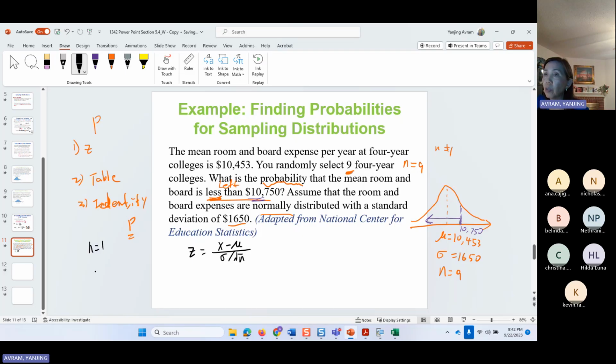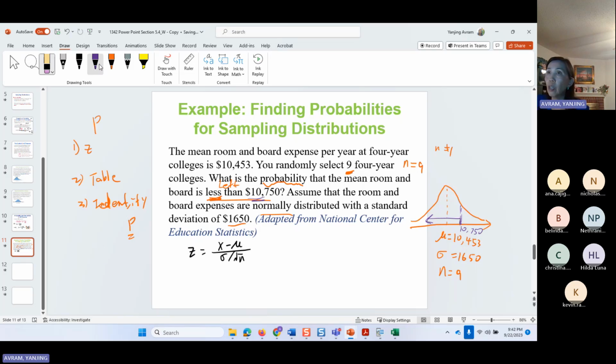Remember, when n equals 1, the square root of 1 is 1, right? So you have sigma divided by square root of n, and since n is 1, this is still equal to sigma. That's why when n equals 1, we don't have to write down the square root of n. But now n is not equal to 1, so you must write it down in here.